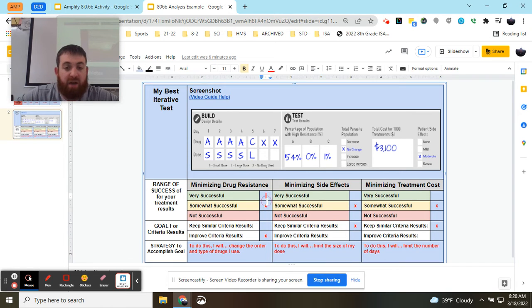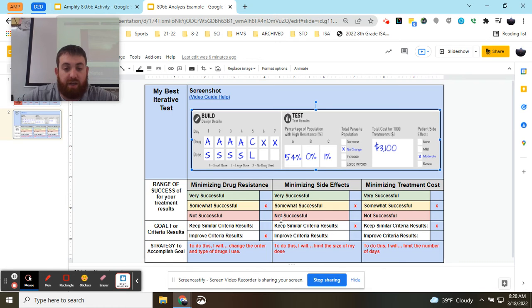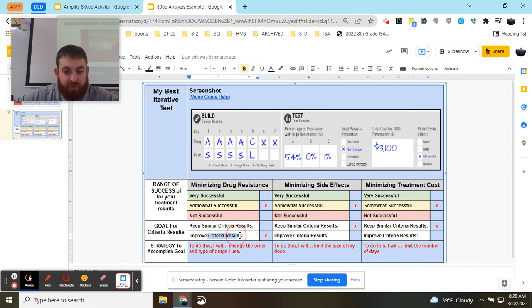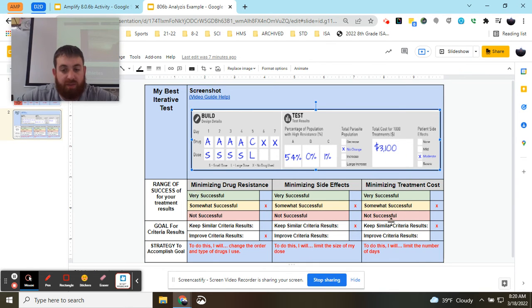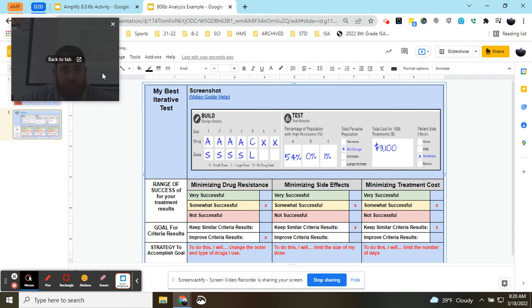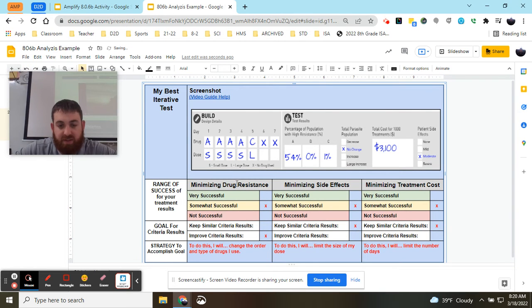So how you rank its success will determine what your goal is for that criteria. For example, if you're looking at resistance and you say, you know what, I want to improve that, I want to get that 54% lower, well, then you're going to put that you want to improve the criteria results. If you want to keep it the same, maybe you're happy with the side effects and want to keep them similar, then you'd want to put that there. And same idea, you'll do that for the cost. I want to keep it similar or I want to improve upon it, whatever you feel is best.